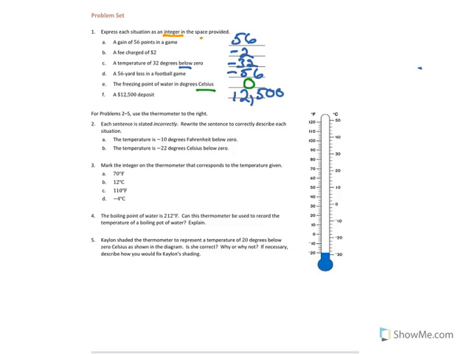Okay, for problems 2 through 5, we're going to use the thermometer to the right here, and this is where it gets really wonky. Each sentence is stated incorrectly. So right there, it is incorrect. We need to rewrite the sentence to correctly describe each situation. And I'll probably give you some more work on this part because this is a fun thing to do. Okay, so the temperature is 10 degrees Fahrenheit below 0. What is wrong with that sentence?